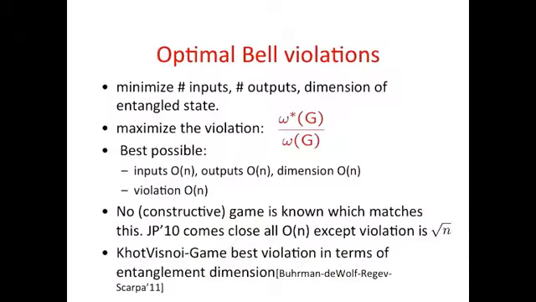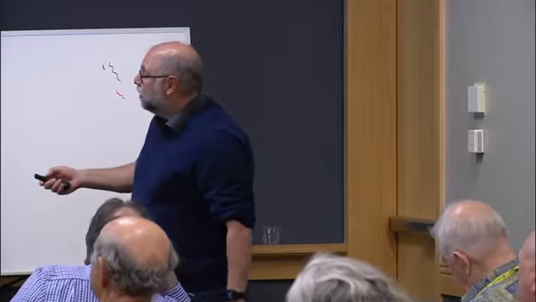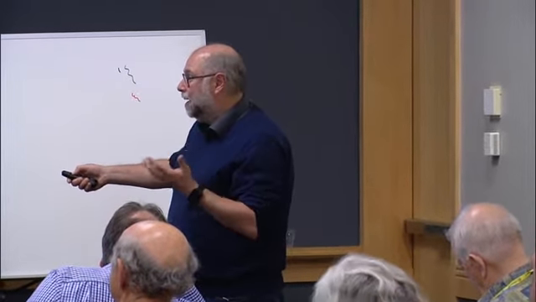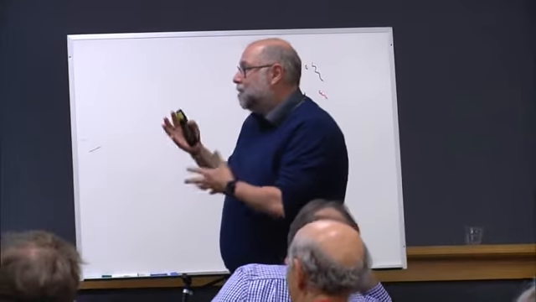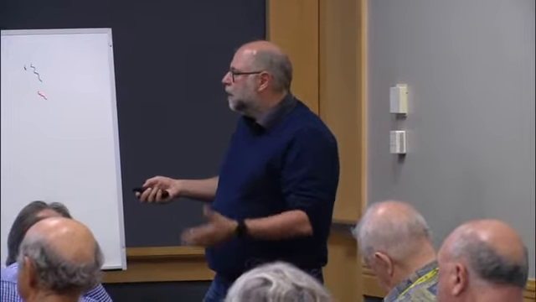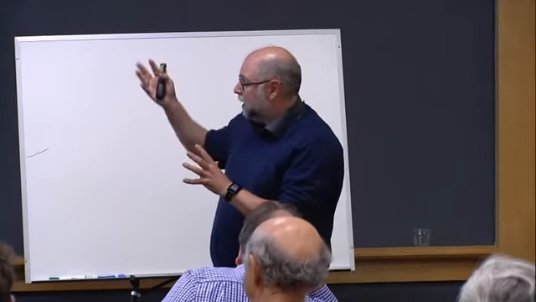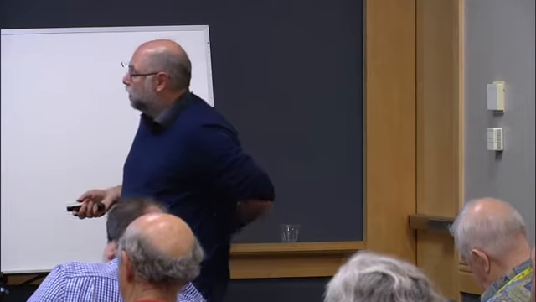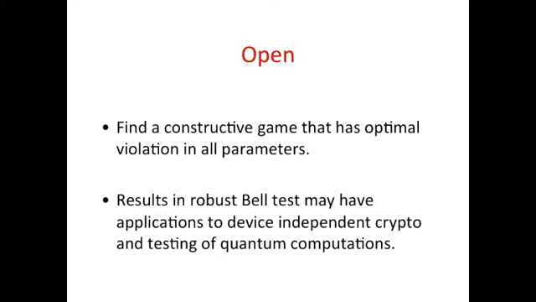And traditionally, these two things have been compared, and ratios thereof have been looked at. So you basically will look at the ratio of how well can you play the game quantumly and how well can you play it classically. And optimal violations are known. I mean, you can give bounds on them, but actually no explicit game is known in the literature. We don't know an explicit game that gets everything optimal. So it's an open problem to come up with a constructive game that violates all parameters.